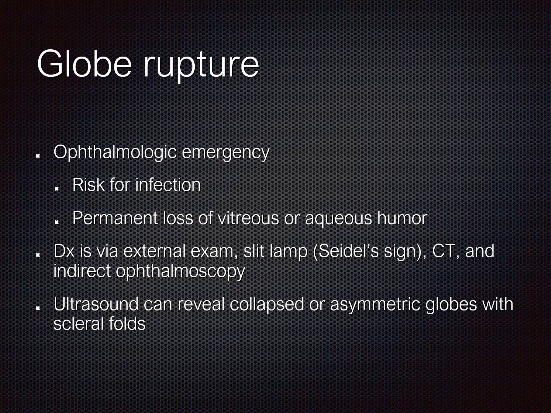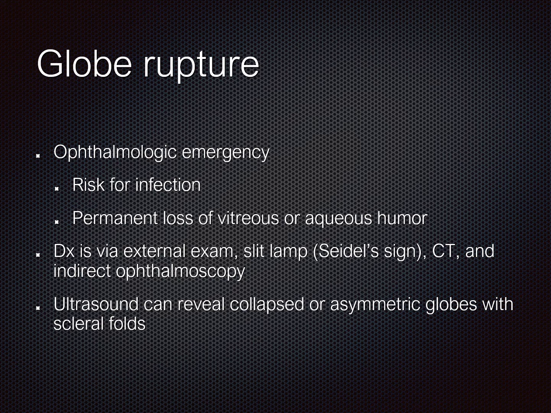So globe rupture, another one of the true ophthalmologic emergencies that we deal with. Again, a high risk of infection and a loss of the vitreous and aqueous humors, which is not good. They cannot be replaced. The clinical suspicion has to be there from the mechanism, so that's direct trauma to the eye, especially high velocity foreign bodies like metal shavings.